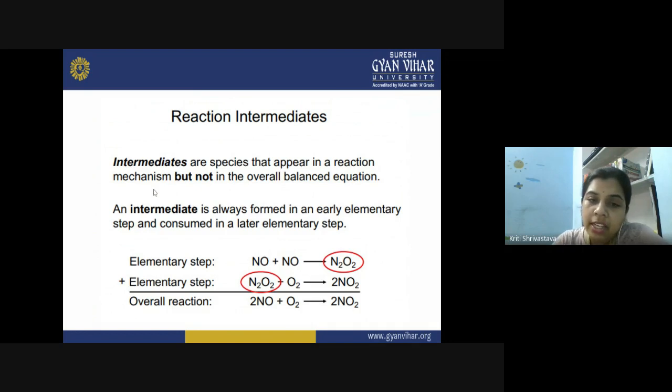The intermediate is always formed in the early elementary step, and it is consumed in the later elementary steps. That is how they never appear in the overall chemical reaction. They are formed in the early step and consumed in the second step. So when you add the two elementary steps, they both cancel out, and when you get the overall reaction, the intermediates are not shown here.